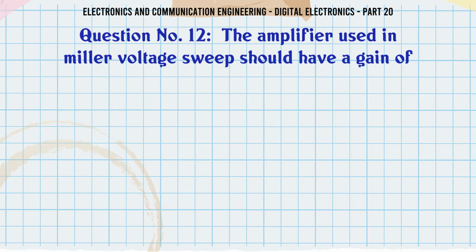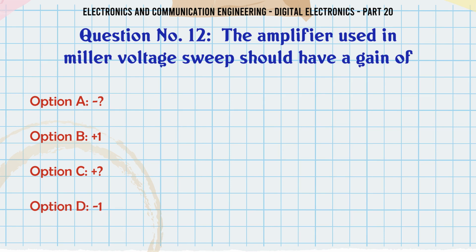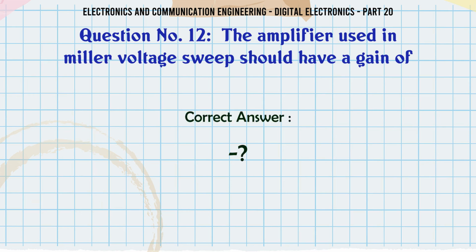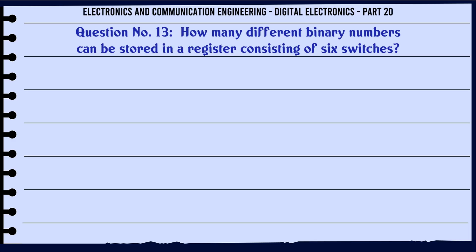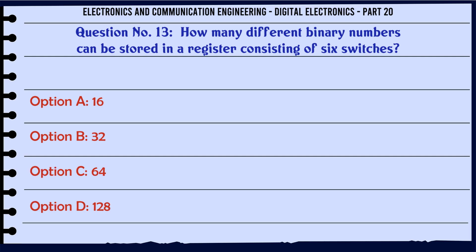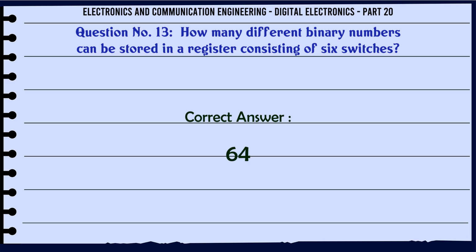The amplifier used in Miller voltage sweep should have a gain of A, B 1, C, D 1. The correct answer is... How many different binary numbers can be stored in a register consisting of 6 switches? A 16, B 32, C 64, D 128. The correct answer is 64.